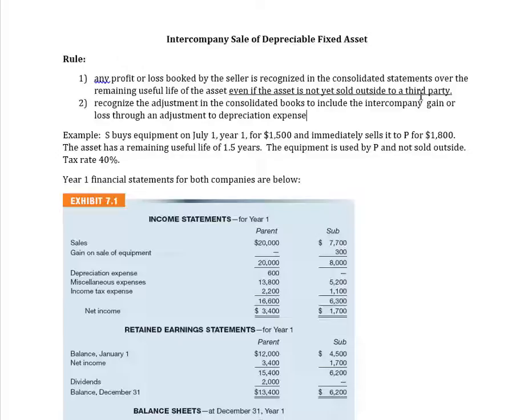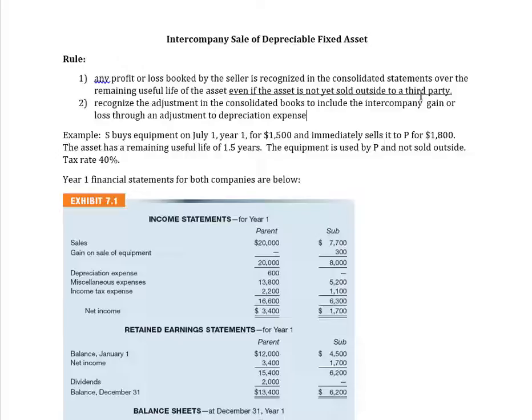So in that case, we would say, well, we should be recognizing that gain or loss in the consolidated books over the time that the asset remains within the consolidated entity, because we don't know if and when the parent would sell it outside. So there's no sense in holding that gain or loss or keep on eliminating it on assets that may never be sold outside. So that's kind of the logic we use.